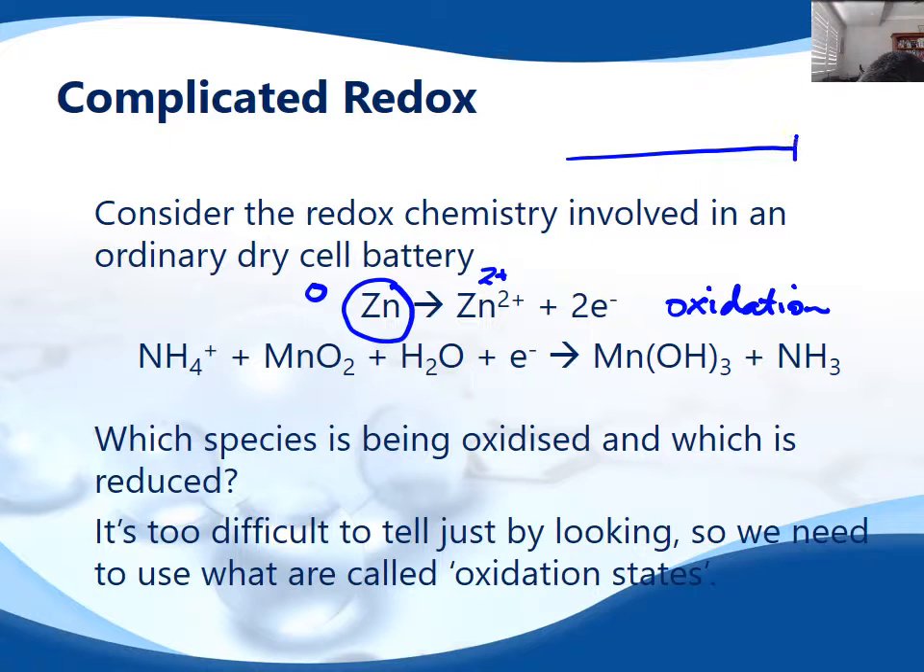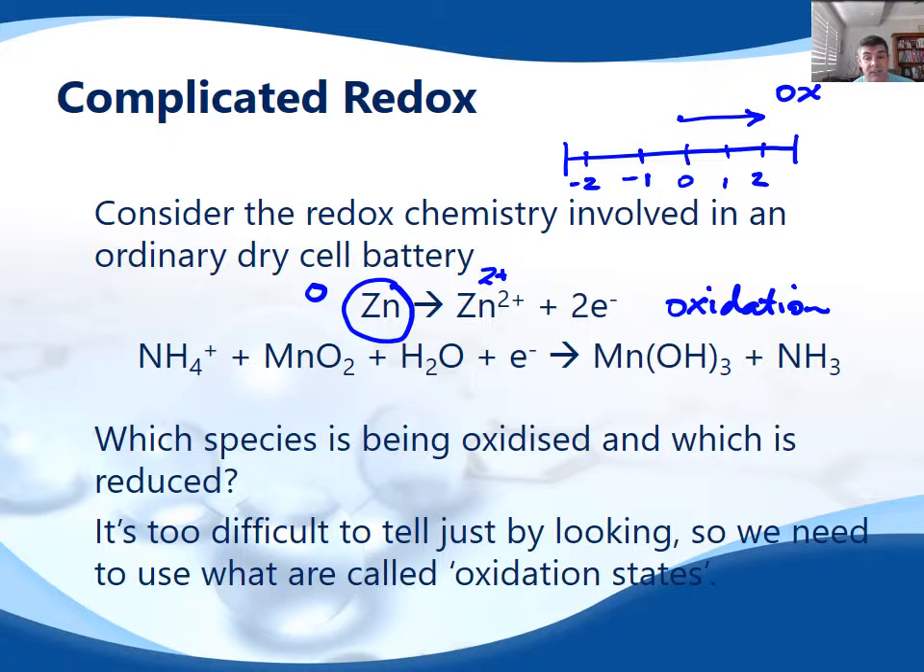I've talked to you briefly before about the little number plane, and the number plane is quite useful in giving us a little bit of an idea. So the zinc has gone from 0 to 2+. So it's moved in the ox direction.